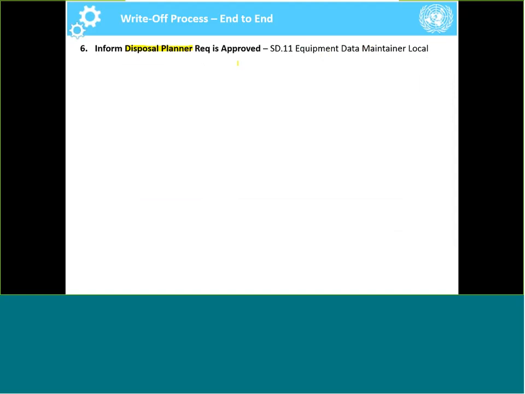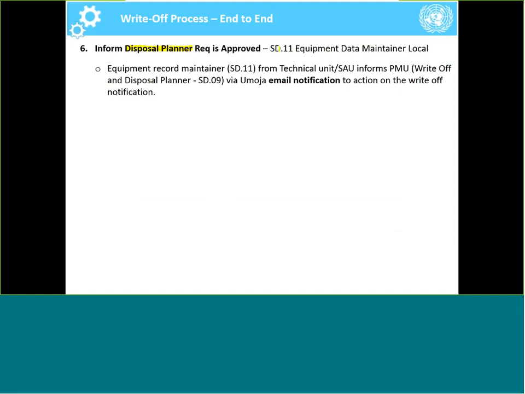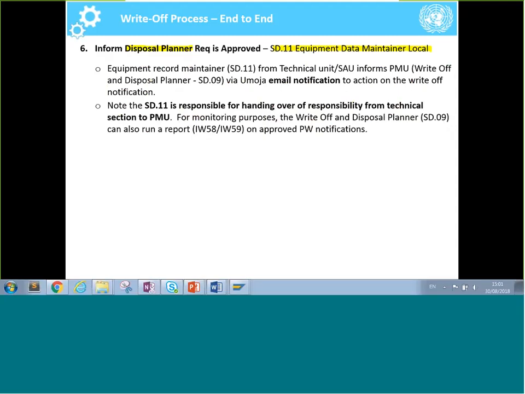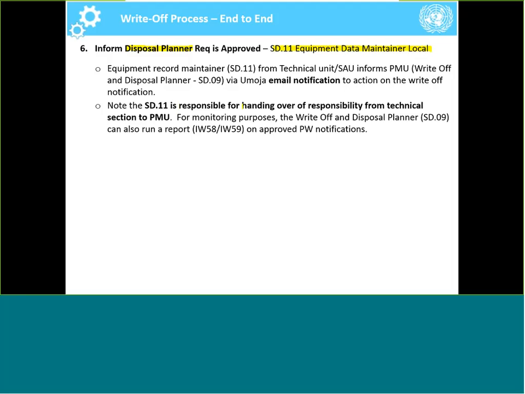And here it says that this is the responsibility of the equipment master data maintainer to inform the disposal planner via email notification or via the SAP notifications, okay? So it's the equipment master record maintainer responsible for handing over the responsibility from the technical unit to the property management unit in the missions. Okay. So even though the disposal planner has reports available, the SD11, the equipment master record maintainer is the one that should communicate that the notification is ready to be processed by the disposal planner.